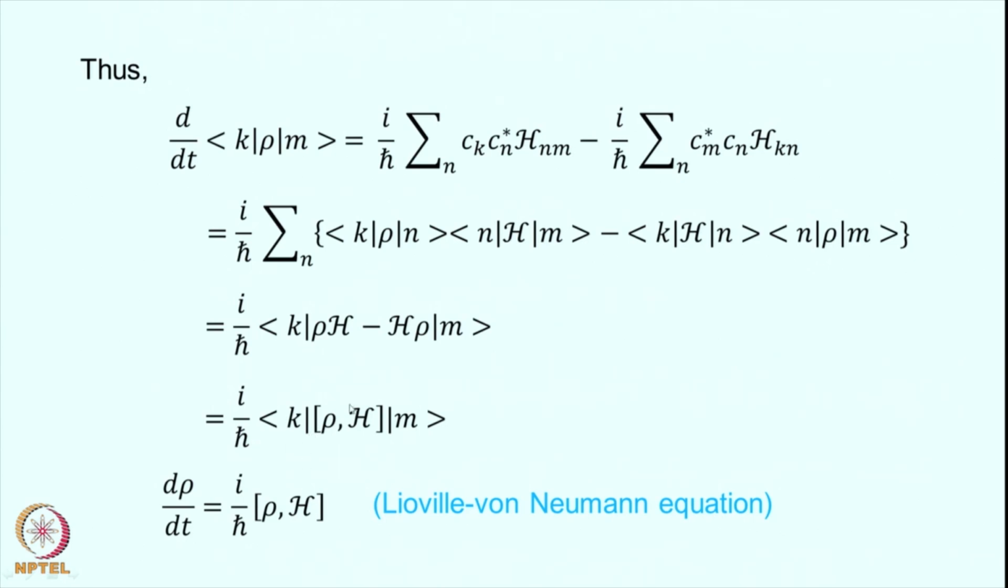So if I compare these two equations, I will have dρ by dt equal to i by ħ [ρ, H], the commutator of ρ and H. This is called the Liouville–von Neumann equation. This is the most important equation for calculation of all the density matrix elements of any experiment.